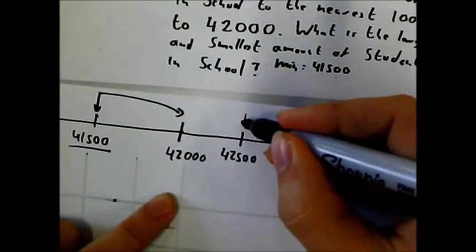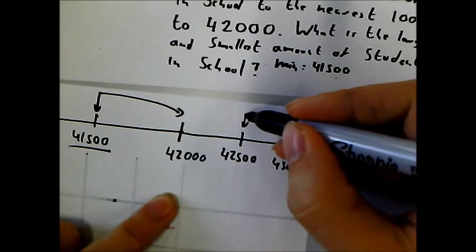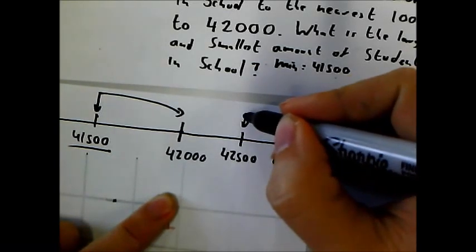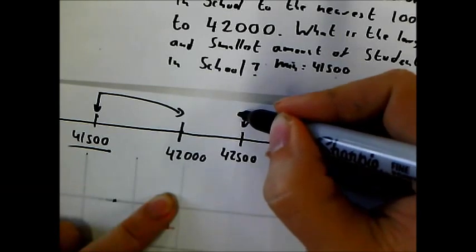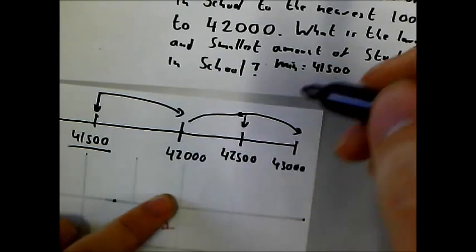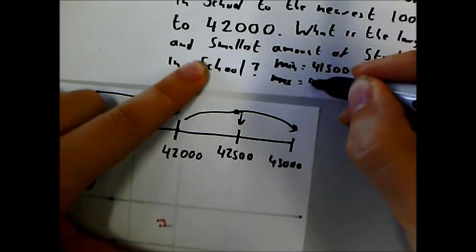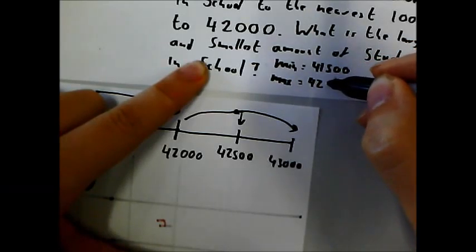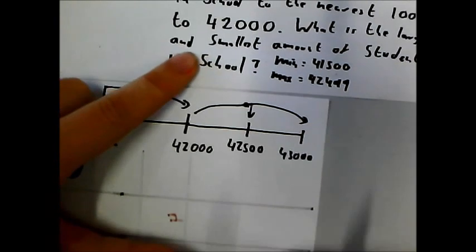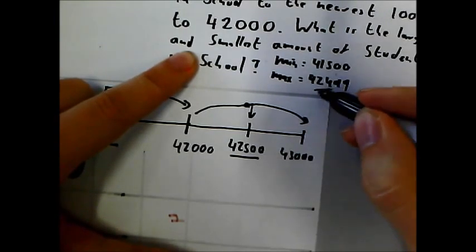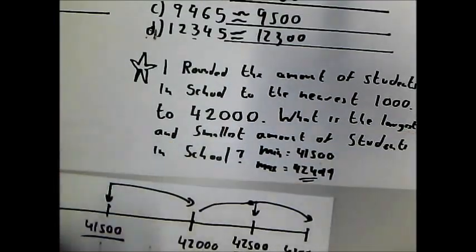I now look at the other way. Okay, if it's dead on 42,500, it's going to round up to 43,000. So I want the number just before this, so it rounds down to the number that I wanted. So my maximum possible number it could be is 42,499. Because that's just less than this number here. And that is the extension question finished.